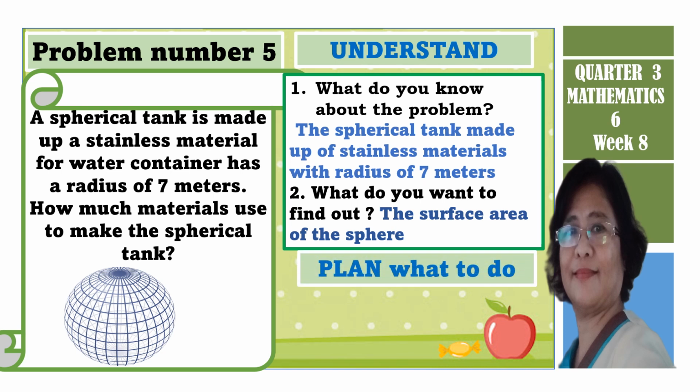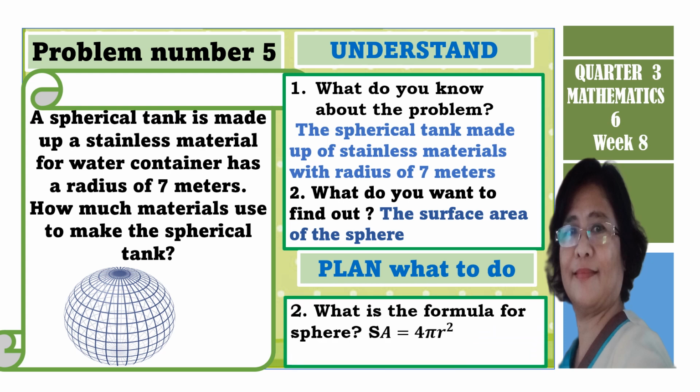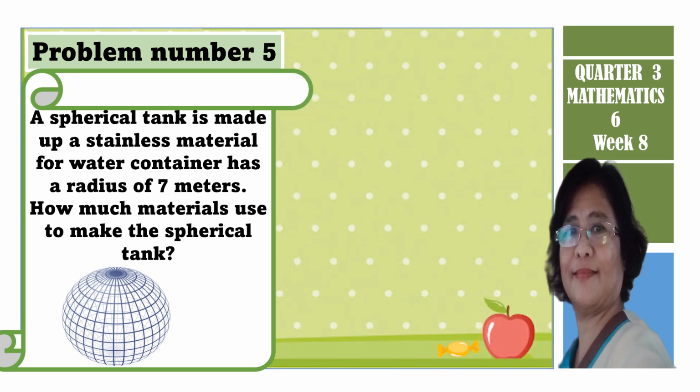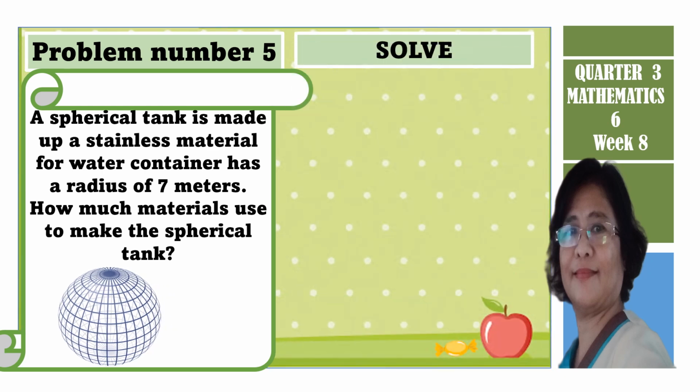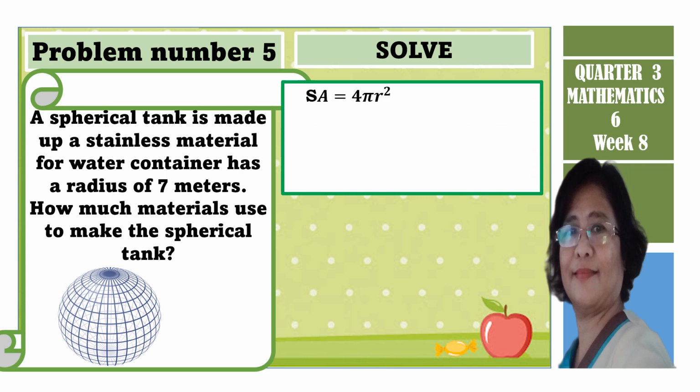And then, let us now plan what to do. Since we all know that the sphere has the formula of 4 pi r squared, we are going to use this formula to solve this problem. Let us now solve. To solve the problem, we are going to use the formula 4 pi r squared. Let us substitute in the formula the given numbers. The value of pi is 3.14 and the radius is 7. So radius squared, 7 to the second power. We will do the exponent first.